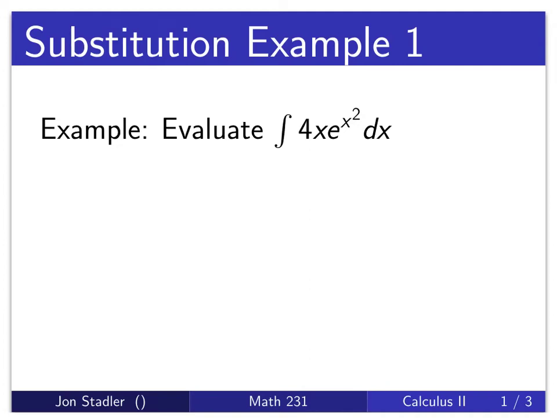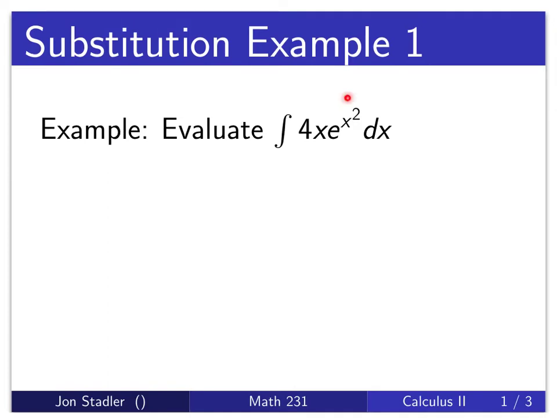We're going to look at a method called substitution. Substitution is used to find antiderivatives of functions that arose from the chain rule. Okay, and so here we have our first example, the integral of 4x e to the x squared. What you want to do in these types of problems is look for a part of the integral whose derivative is also sitting within the integrand.